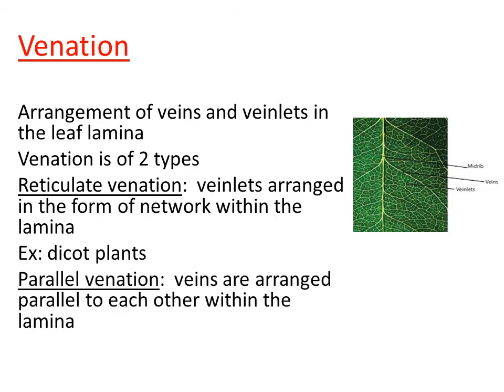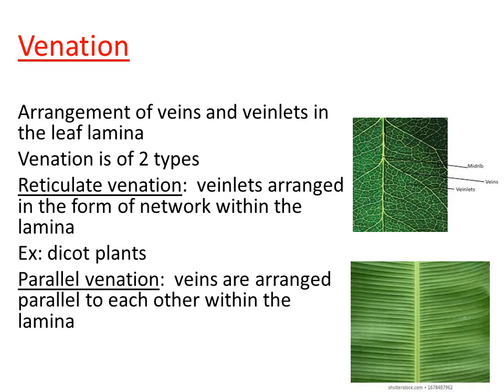And the second type of venation is parallel venation. What do you mean by parallel venation? The veins are arranged parallel to each other within the lamina. Here we are not talking about veinlets. In some of the leaves, veins are arranged parallel to each other. Such an arrangement of veins is called parallel venation. This is the leaf of a plant showing parallel venation.